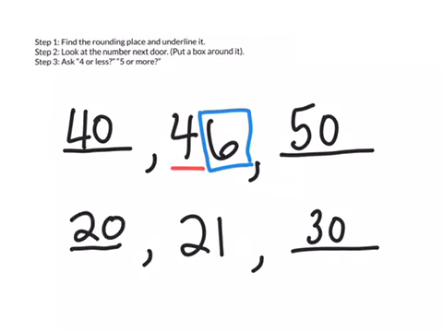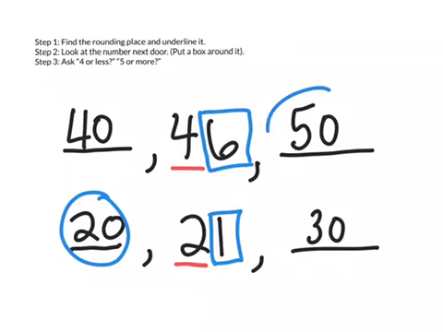Alright, so let's follow our steps. Find the rounding place and underline it. Look at the next number, put a box around it. Ask 4 or less, 5 or more. Well, 1 is less than 4, so I know that if I had to round 21 to the nearest 10, the answer is going to be 20. And we didn't do this up here, but if I needed to round 46 to the nearest 10, 6 is 5 or more, so then I'm going to round that to 50.